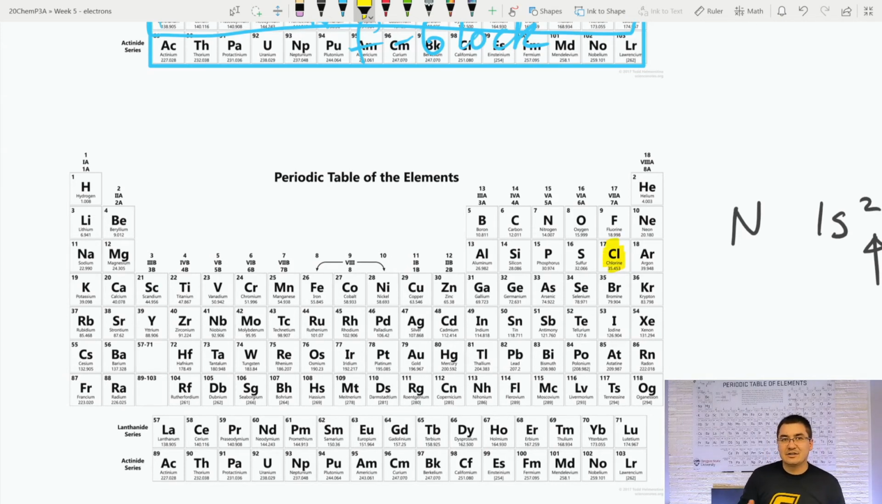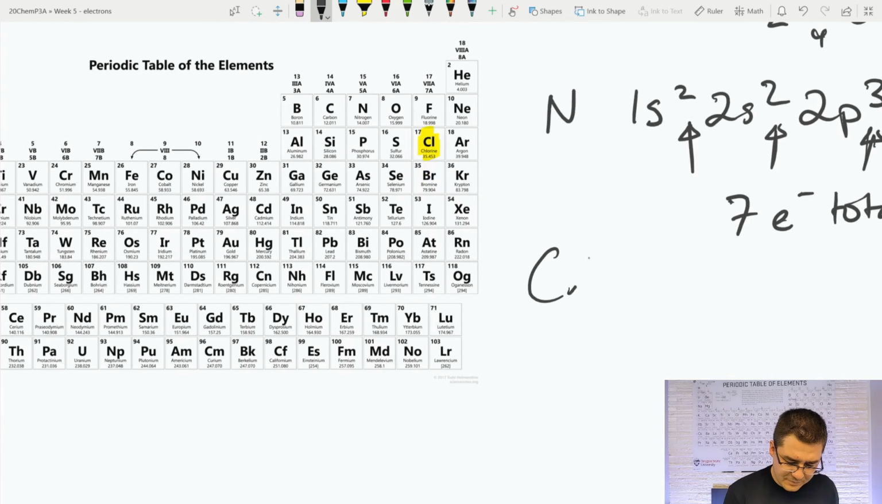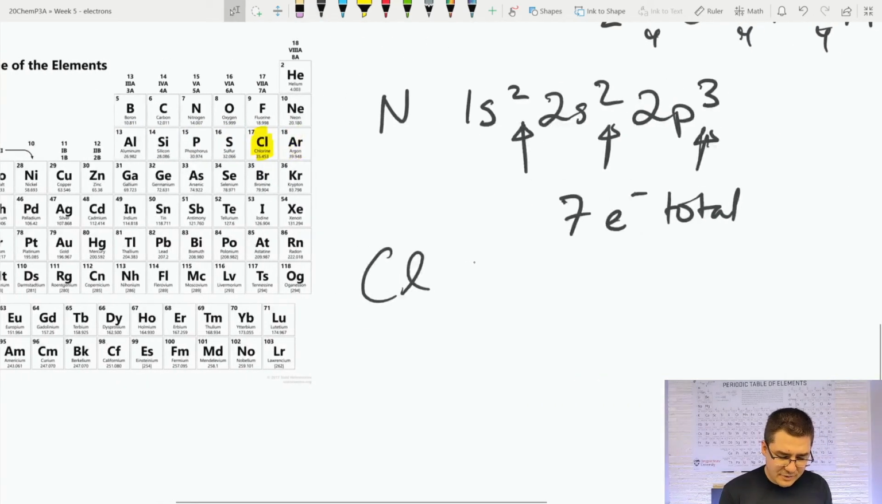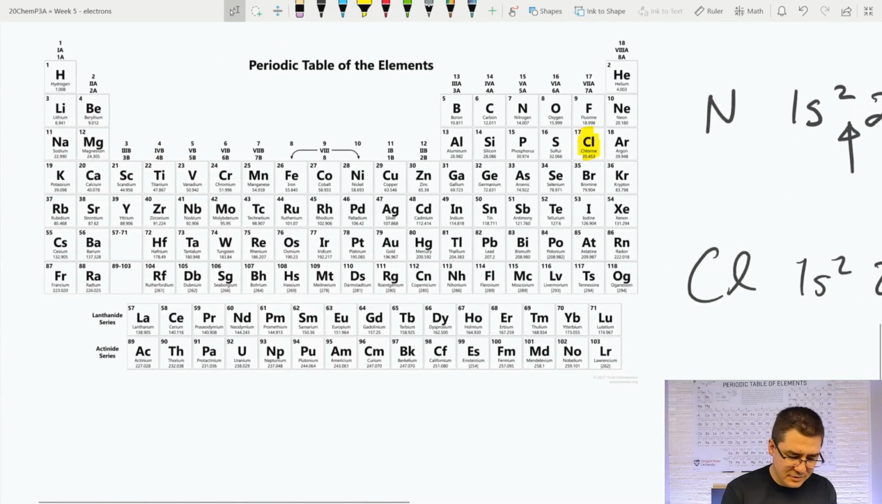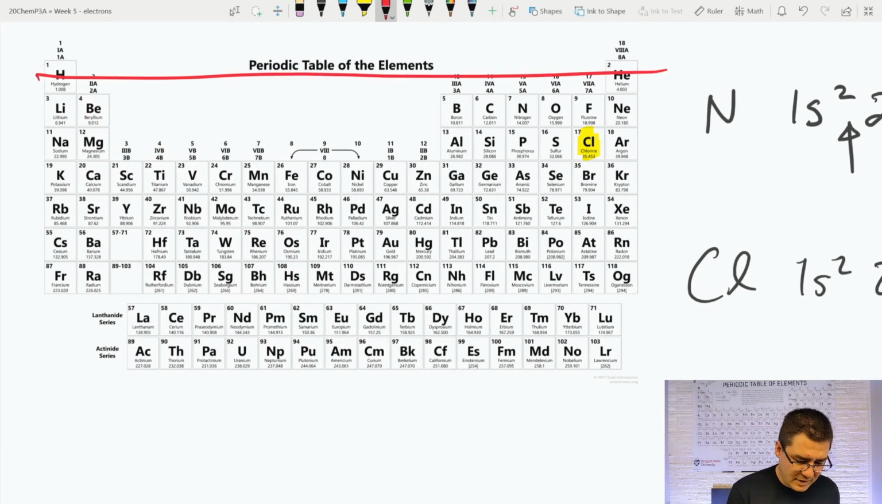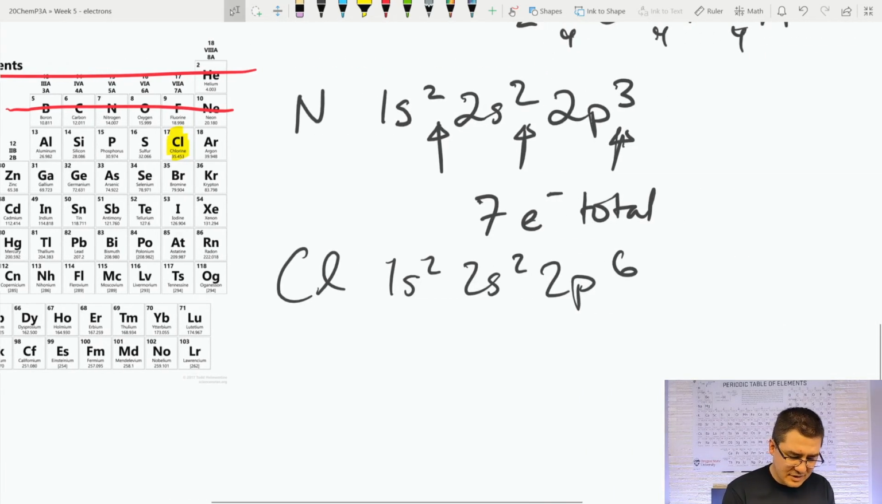So 17 electrons instead of 7. So chlorine. Chlorine. I got to get through nitrogen. 1s2, 2s2, 2p6. So I've gotten through the row or the block with nitrogen, and I've used up 10 electrons. Now I'm back to the 11th and 12th electrons. Well, that's in the s block. So that would be the 3s electrons.